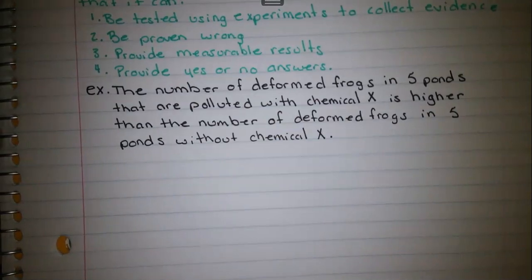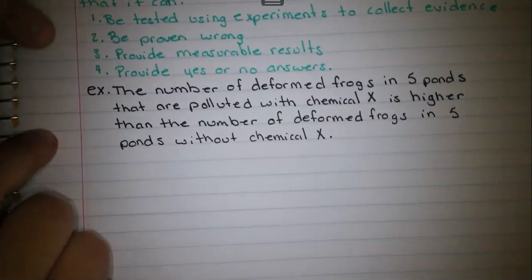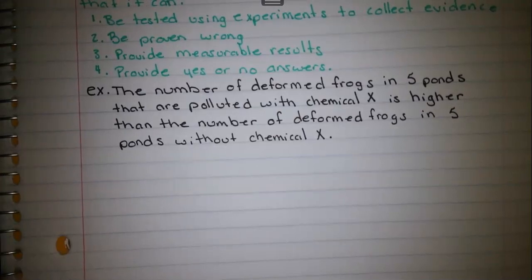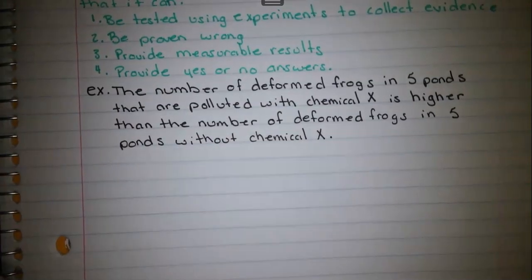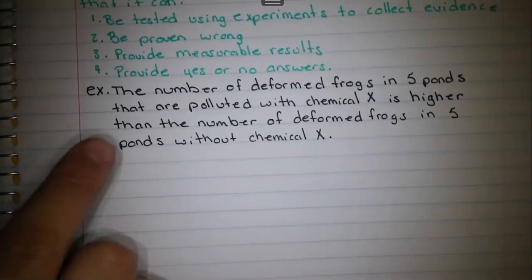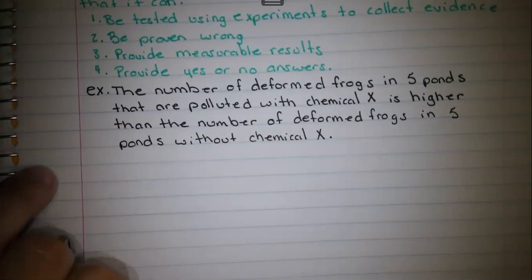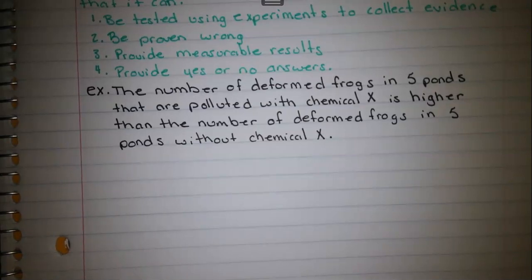Now, this hypothesis can be tested by doing experiments and collecting data. Basically, I would have to go to the ponds and collect water samples to see if they have a specific chemical. Also, I would have to count frogs from that pond. This hypothesis can be proven wrong because what I'm saying is the 5 ponds that are polluted have a higher number of deformed frogs than the pond without that chemical.